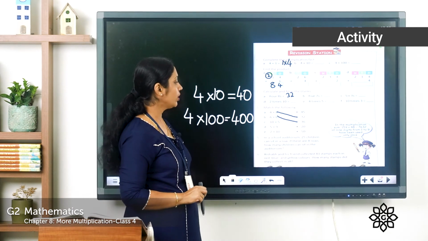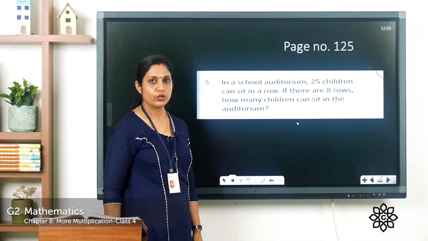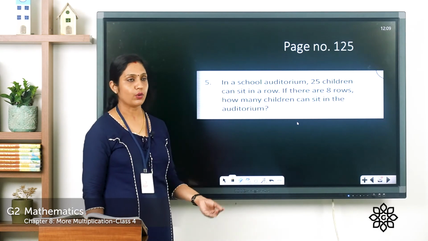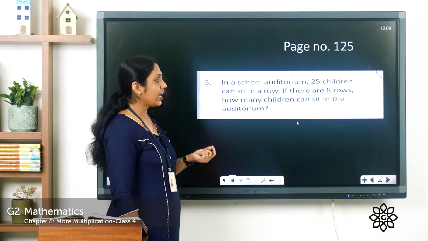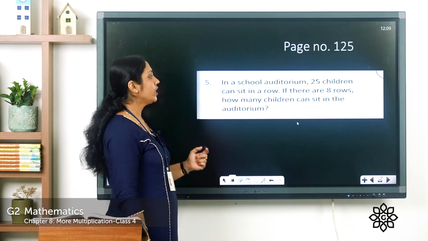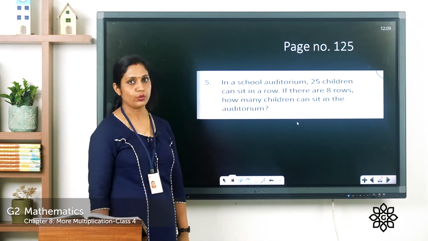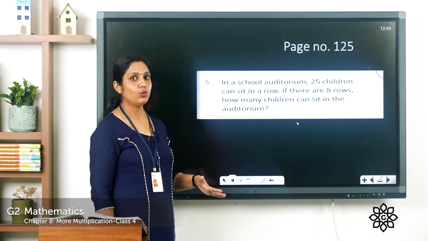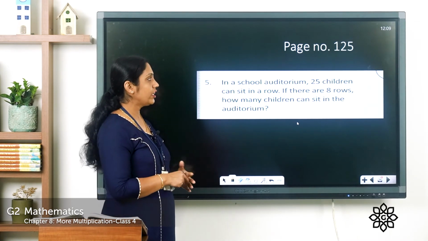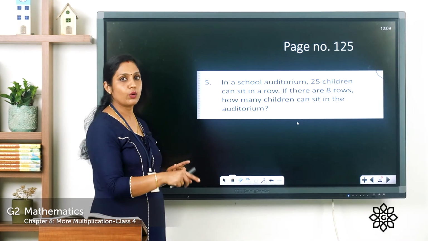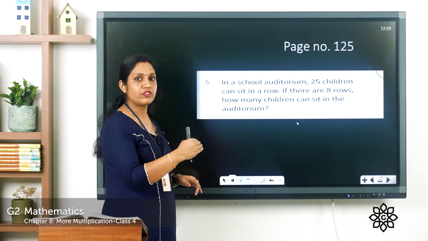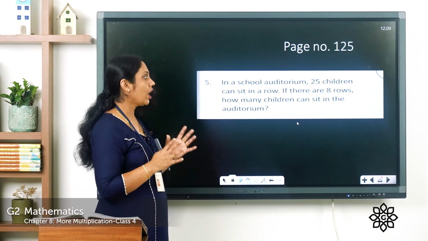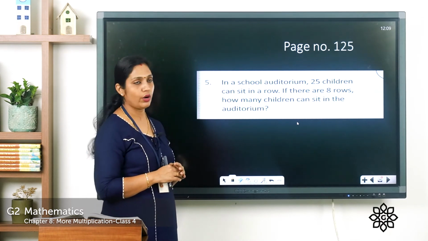Next, you have a word problem. In a school auditorium, 25 children can sit in a row. If there are 8 rows, how many children can sit in the auditorium? So see here, it's a school auditorium and 25 children can sit in a row. So in a row, 25 children can sit. If there are 8 rows, how many children can sit in the auditorium?